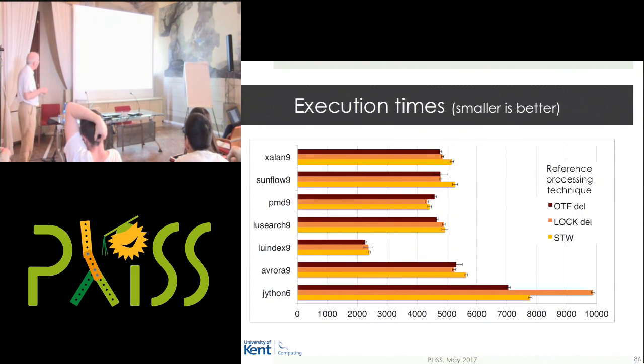And it turns out that actually doing it on the fly, with all the overheads of on-the-fly collection, turns out to be faster. Why does it turn out to be faster? Because it means that while we're trying to process our reference types, other mutators can carry on running the program and so on, and we don't have to actually stop the world. So this was a surprise to us. We didn't expect it to be faster, but it turns out to be slightly faster in all cases.